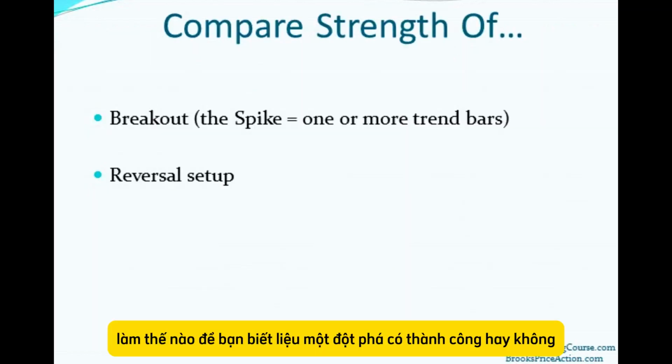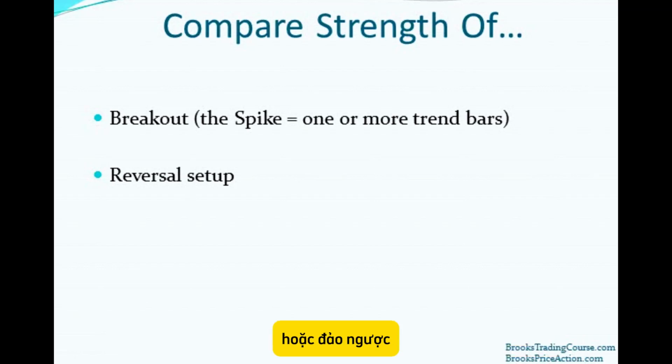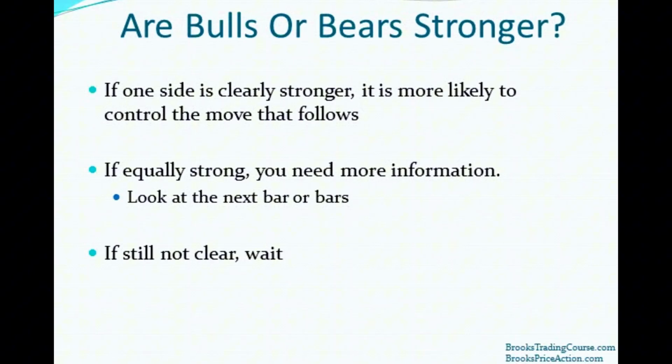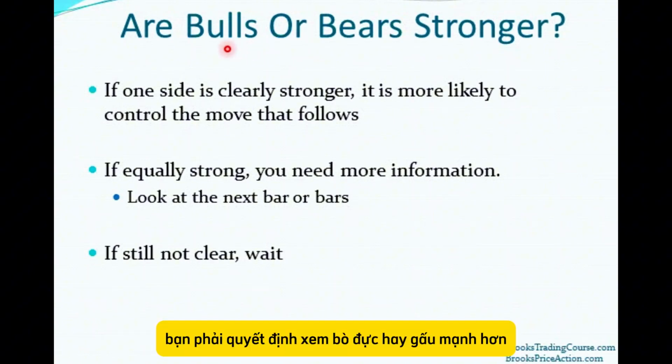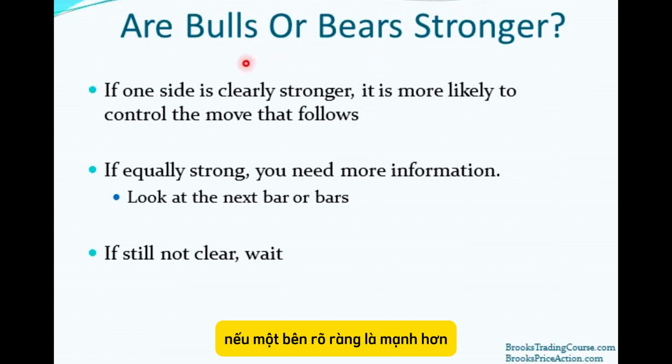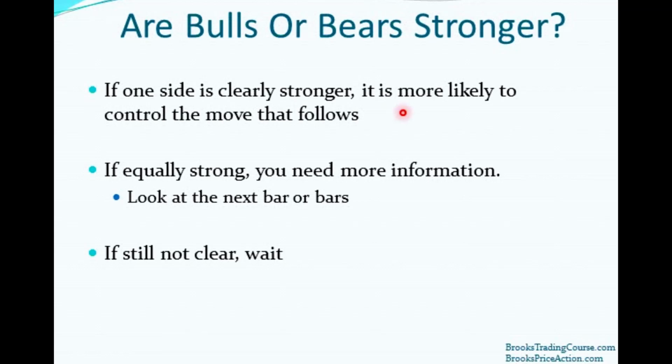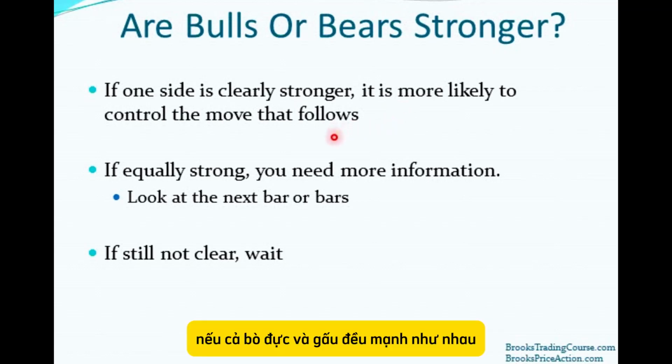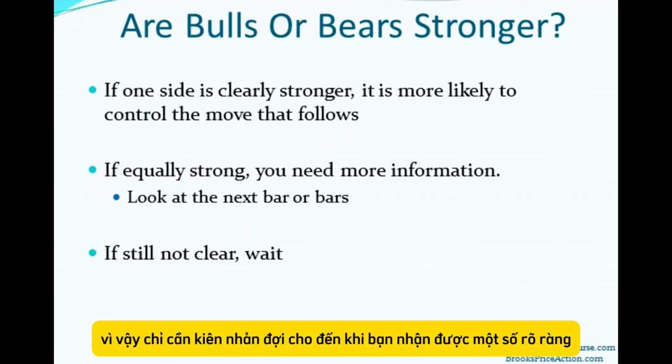How do you know whether or not a breakout will succeed or reverse? You have to compare the strength of the breakout with the strength of the reversal attempt. You have to decide, are the bulls or bears stronger? If one side's clearly stronger, it's more likely to control the move that follows. If both the bulls and bears are equally strong, you need more information. And that information comes from the next bar or next several bars. So just patiently wait until you get some clarity.